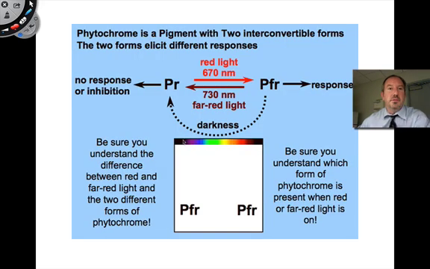And so, as it turns out, here it shows it again. The PR prefers the red light, which is at just a slightly shorter nanometer. This is at the brink right here. So this causes response, and this causes it to be inhibited. So make sure that you understand the differences between those two.